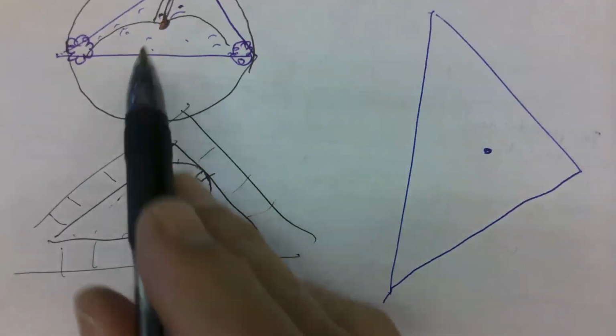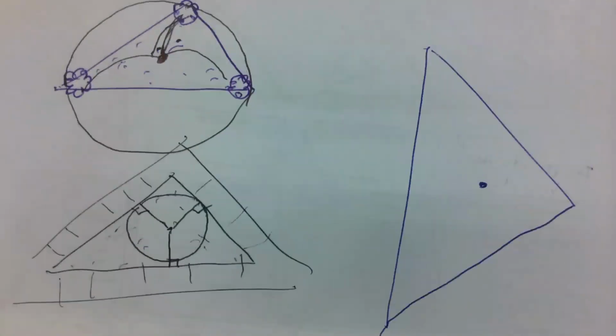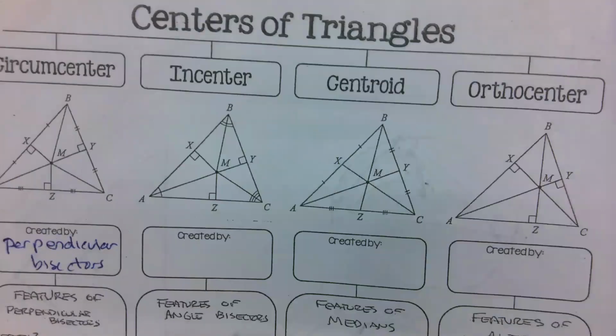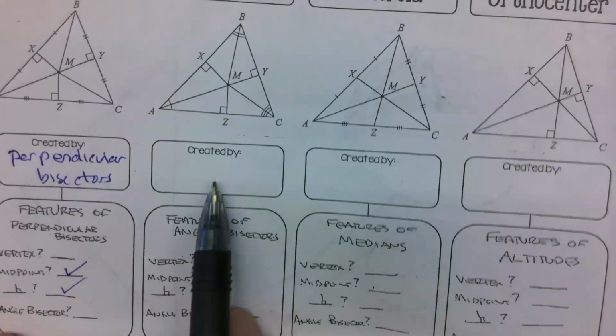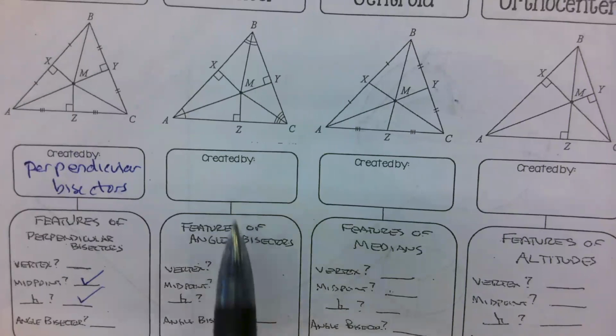Any questions on the distinction between circumcenter and incenter? Okay, so the incenter is formed by what? Question, Gus? Angle bisectors, good.